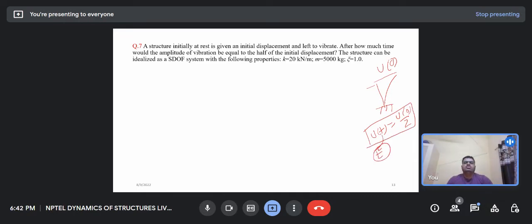Okay, the properties of the system are given: stiffness of the system is 20 kilonewton per meter, mass of the system is 5000 kg, and the damping ratio is 1. So if the damping is 1, then what is the case? Can you tell me? Critically damped.